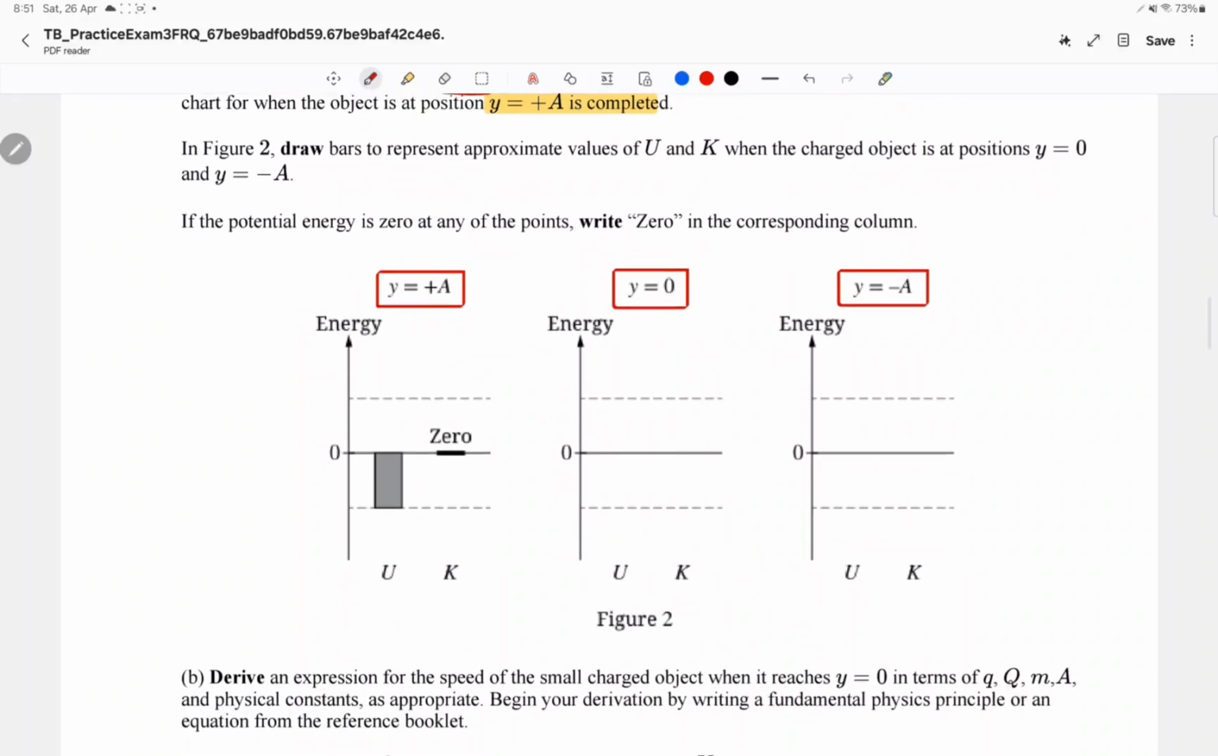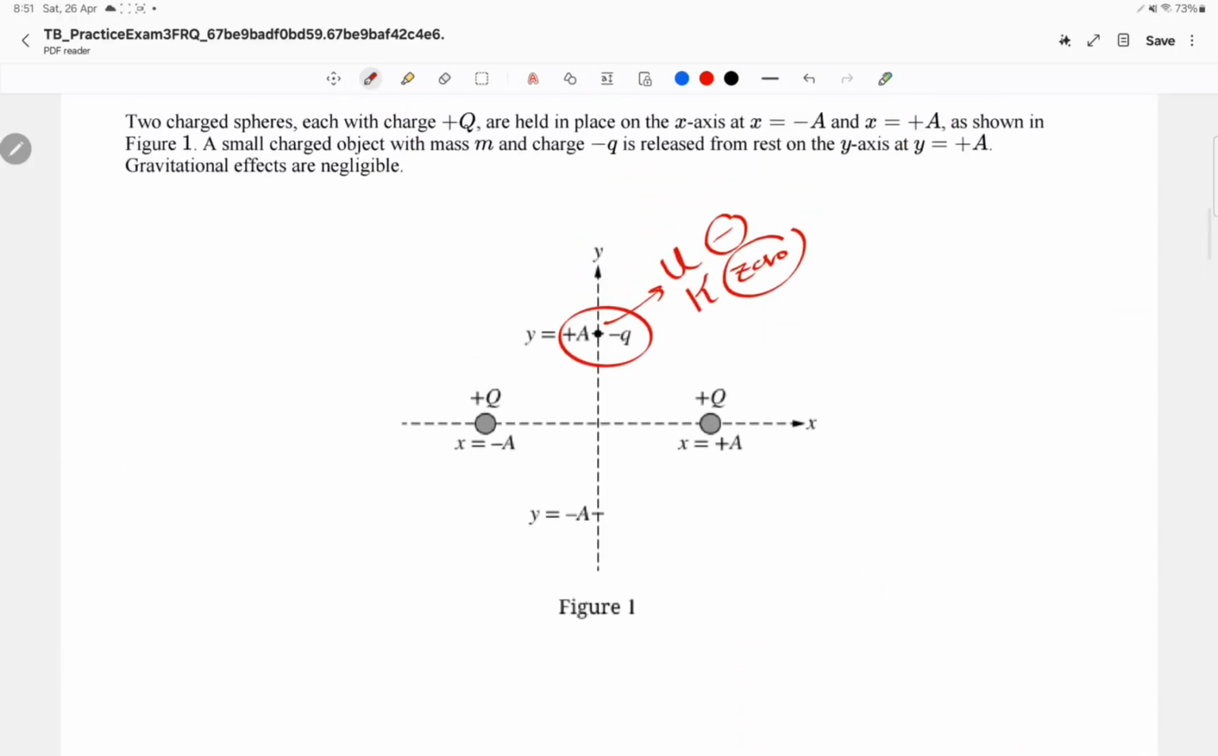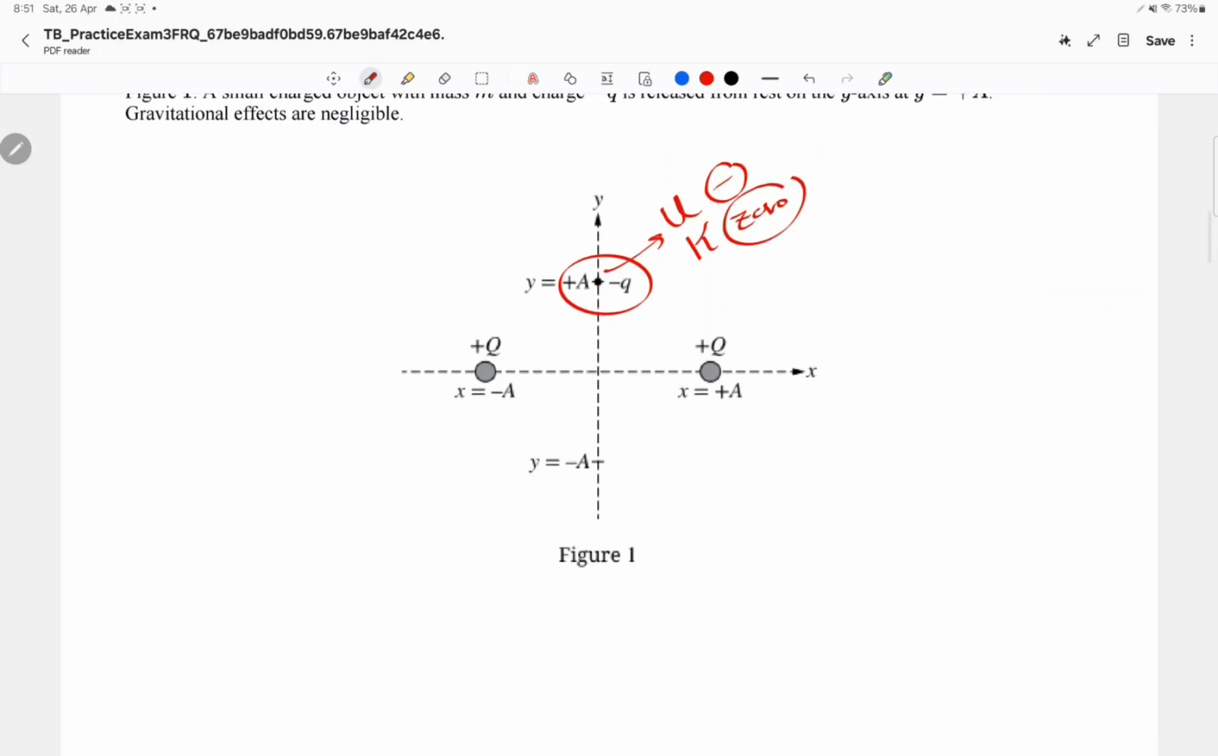And why is the k 0 at position plus a? Do you know why? Because I guess it's because it has not moved yet. Oh, yeah. That's why. We just started there. So it's at rest at the moment. Yeah, exactly. Now we're going to have to represent it at y equal to 0. And then we're going to have to represent it at y equal to minus a.